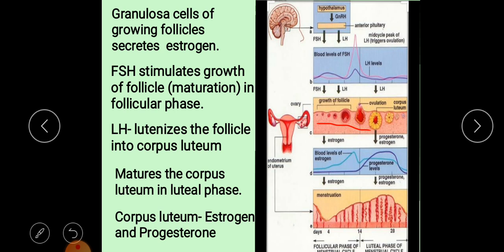Okay, so if you see the structure here of the granulosa cells in the follicle cells, the FSH, which is follicle stimulating hormone, is stimulating, and it also plays a very important role in the differentiation and proliferation function of the granulosa cells. While the LH, that is luteinizing hormone, also stimulates, differentiates, and proliferates the thecal cells.